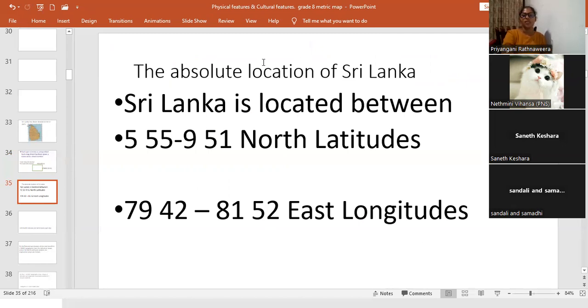Write the latitudinal and longitudinal value of the given place. Sometimes you can see this kind of symbol.